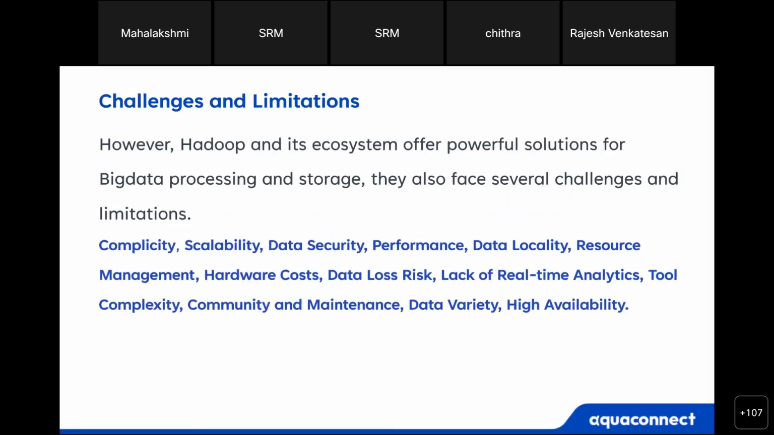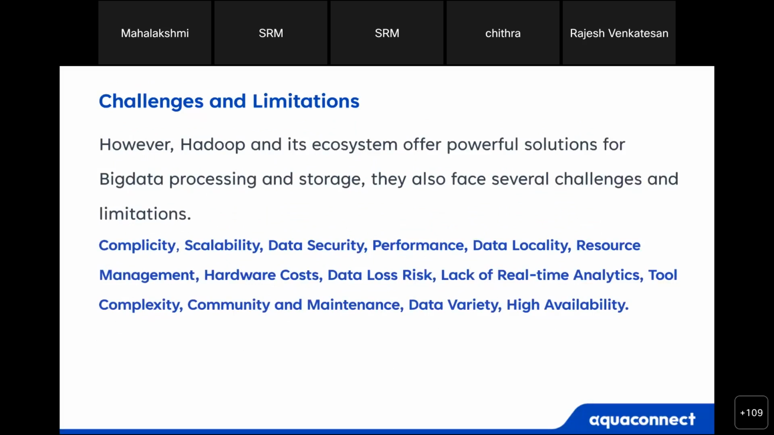We also face some challenges and limitations in Hadoop. However, Hadoop's ecosystem offers a powerful solution for big data processing and storage. Still, it may face several kinds of challenges and limitations. Well, the first one is complexity.